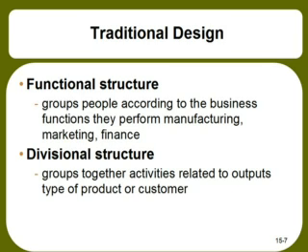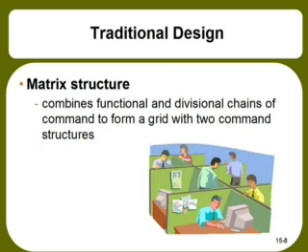By contrast, in a divisional structure, the organization groups activities related to outputs, such as type of product or type or location of customer. Continuing from the previous slide, a matrix structure combines functional and divisional chains of command to form a grid with 2 command structures, one shown vertically according to function and the other shown horizontally by product line, brand, customer group, or geographic region.